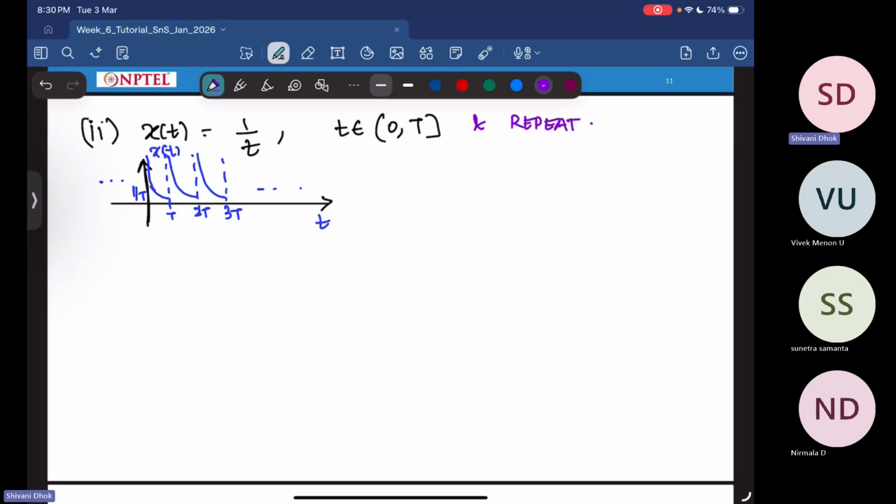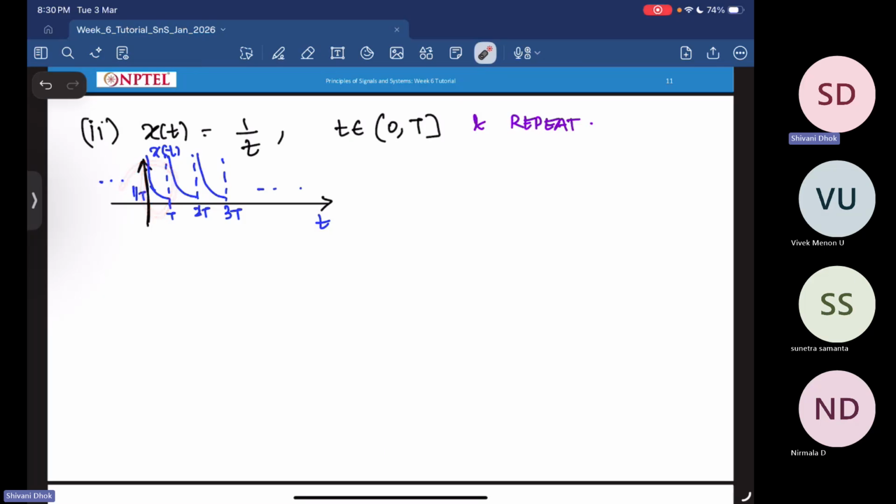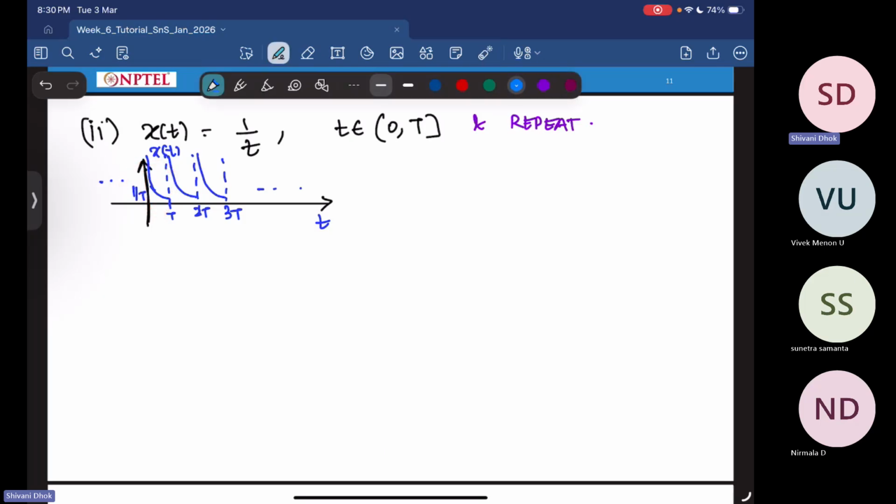So this signal is not discontinuous. It does not have any discontinuities. Again, this particular signal does not have an infinite number of maxima and minima in one given period. So the only Dirichlet condition that remains to verify is whether this signal is absolutely integrable in one period. So let us focus on the first period and check the absolute integrability. Let's say we have 0 to capital T, magnitude of 1 by t dt, which is equal to the integral from 0 to capital T of 1 by t dt.